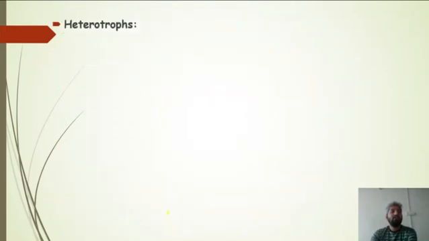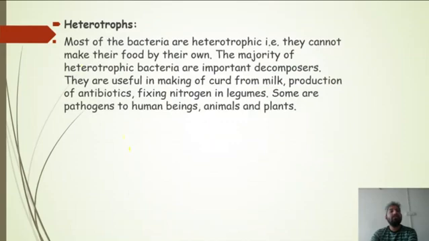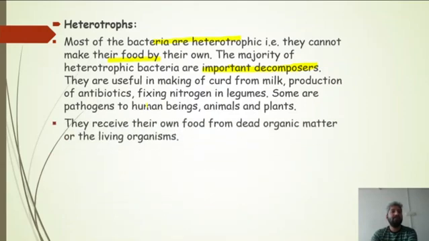Now let us talk about the heterotrophs. Most of the bacteria are heterotrophic. They cannot make their food by their own. The majority of the heterotrophic bacteria are important decomposers. They are useful in making curd from milk, production of antibiotics, fixing of nitrogen in the leguminous plants, and some of them are pathogens that may cause disease in human beings, animals, and plants.